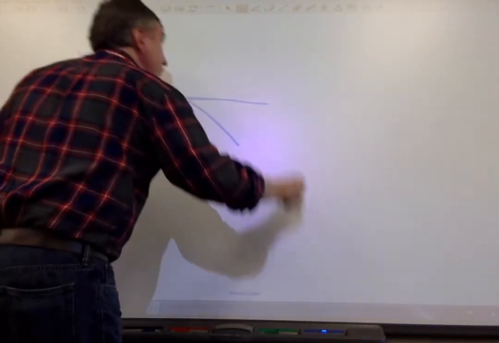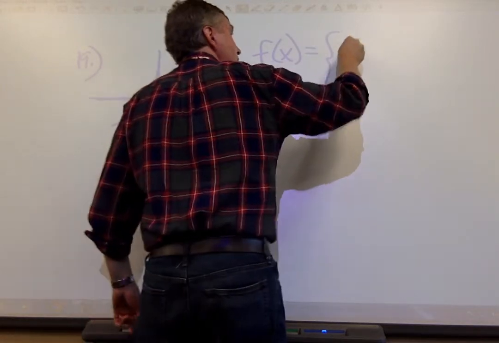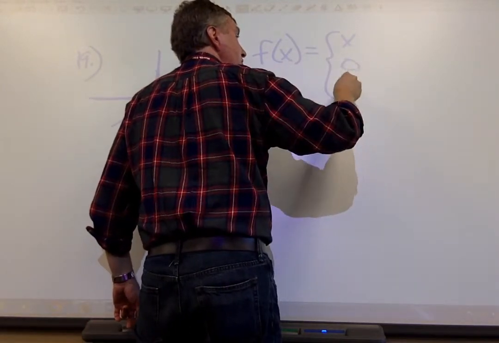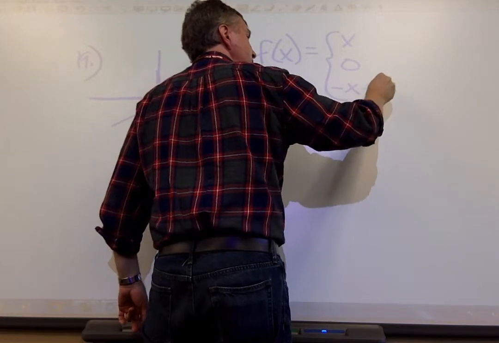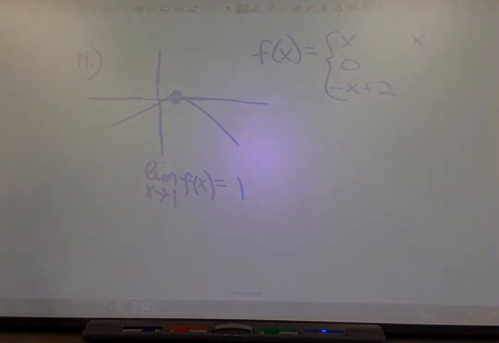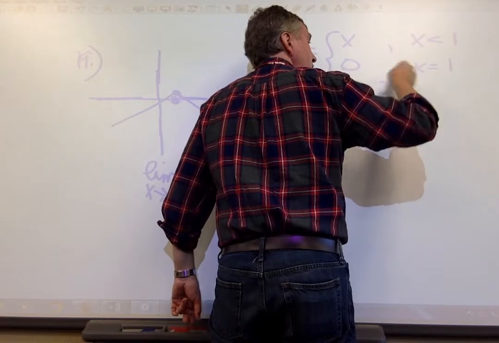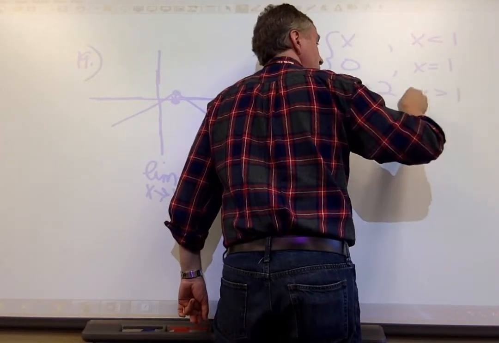Let me see. F of x was equal to these three pieces. It was x, it was 0, and was it negative x plus 2, is that right? For x, the pieces were x less than 1, equal to 1, and x is greater than 1.